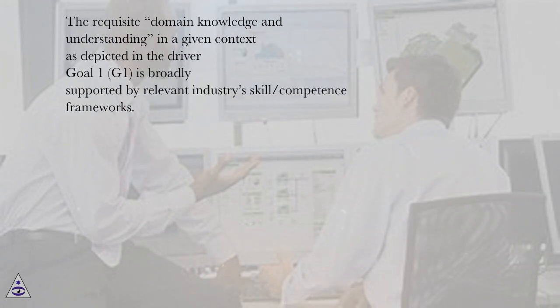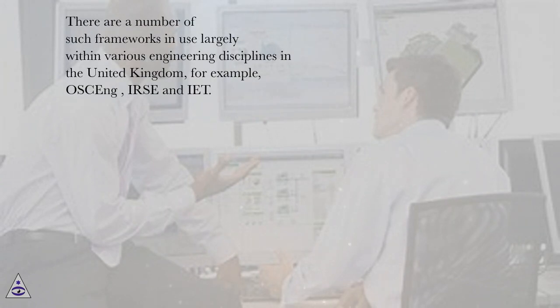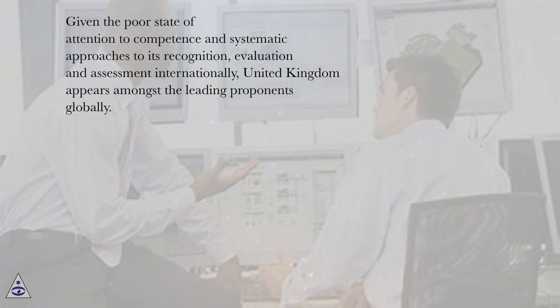The requisite domain knowledge and understanding in a given context, as depicted in the driver goal 1, G1, is broadly supported by relevant industry skill/competence frameworks. There are a number of such frameworks in use largely within various engineering disciplines in the United Kingdom, for example, Singh, Ayres and Ayat. Given the poor state of attention to competence and systematic approaches to its recognition, evaluation and assessment internationally, the United Kingdom appears amongst the leading proponents globally.